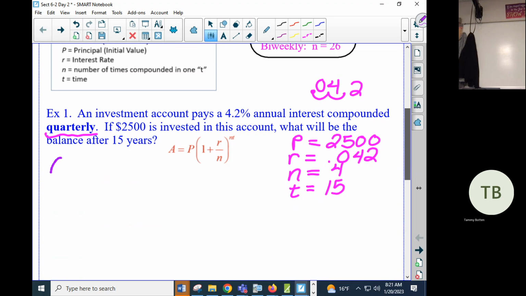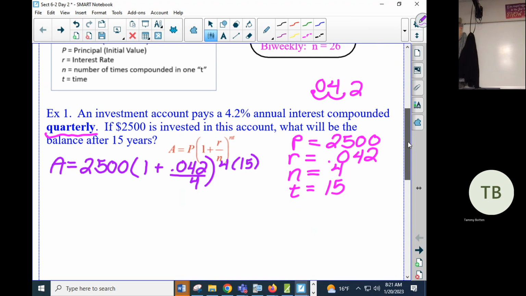Okay, so now what we're going to do is go and put all that into our formula here. So P is 2,500. And then it's 1 plus R divided by N, which is 0.042 divided by N, which is 4. And that is all to the N times T power. So it's to the 4 times 15 power.